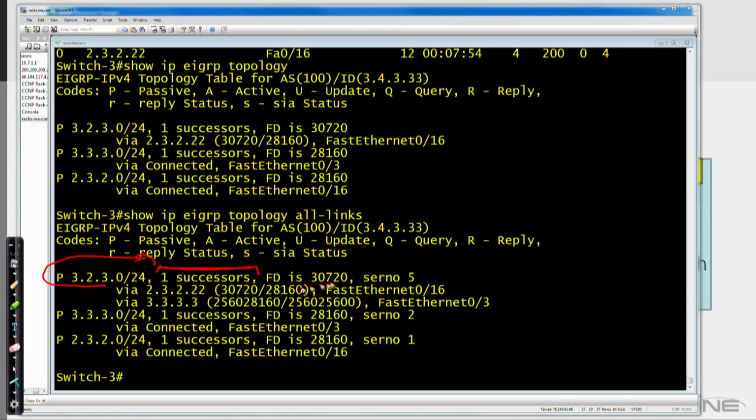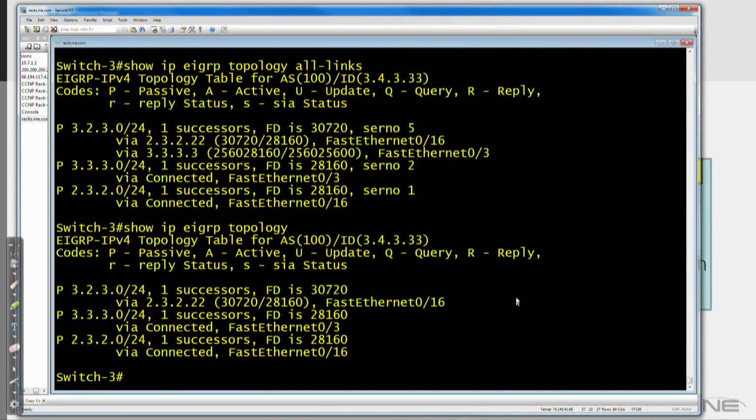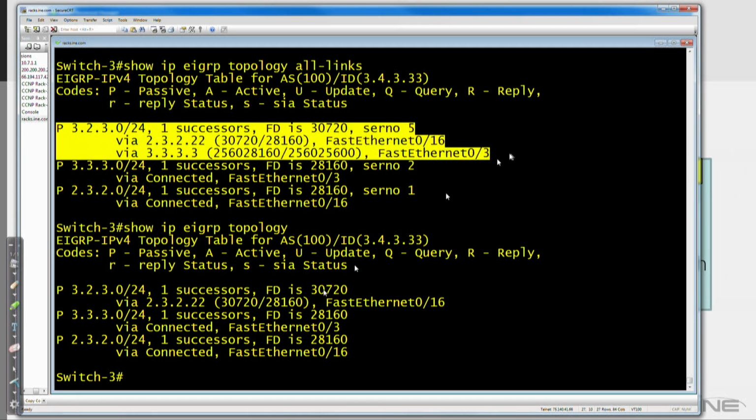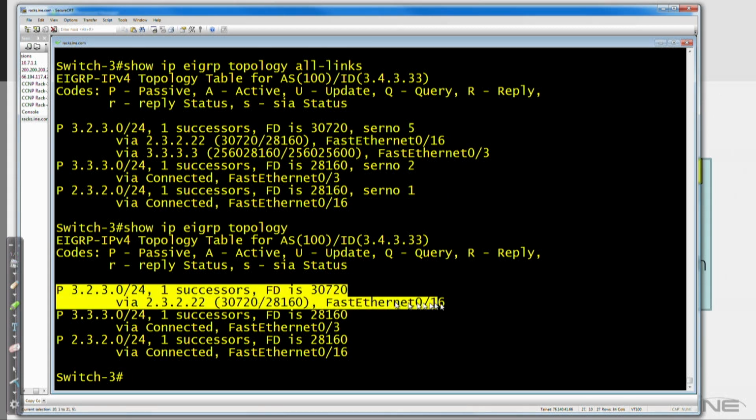So I've only got 1 best path. And your successors are always at the top of the list. So this first guy right here, that is my successor. And you can see that because my feasible distance, my best distance, matches this. So that's my successor. Now, why didn't this guy right here show up when I did show IP EIGRP topology? Notice the difference here. When I do this command without the all-links keyword, contrast the output. Here, with the all-links keyword, I see both guys who advertise the route. Here, without the all-links keyword, I only see my successor.